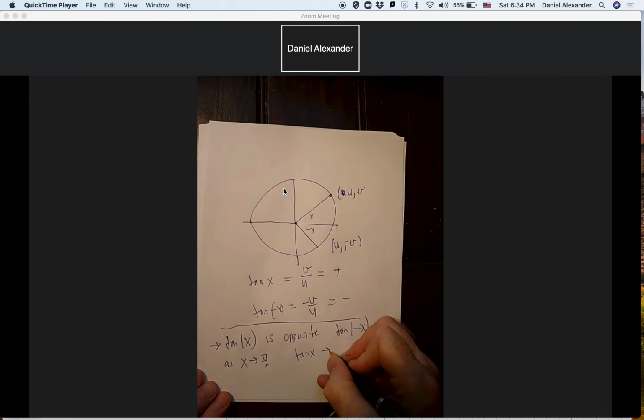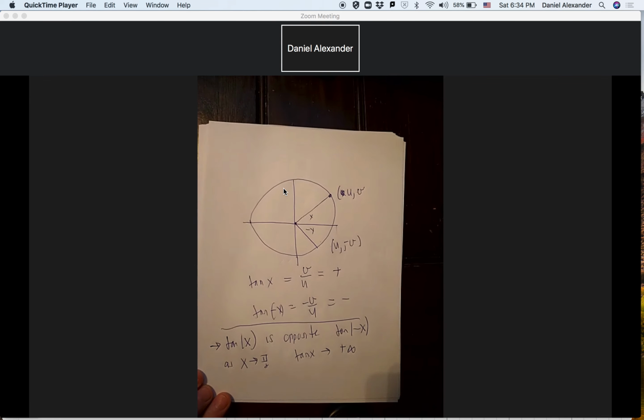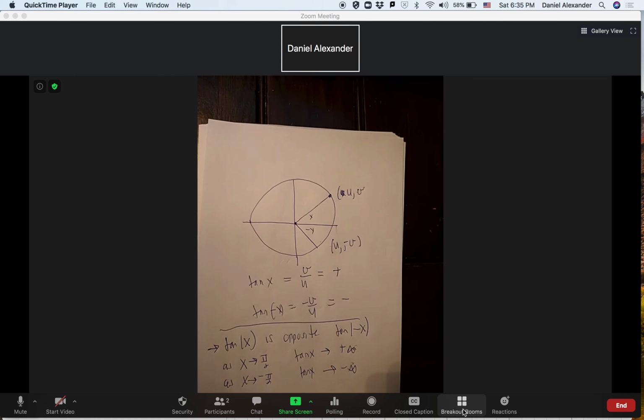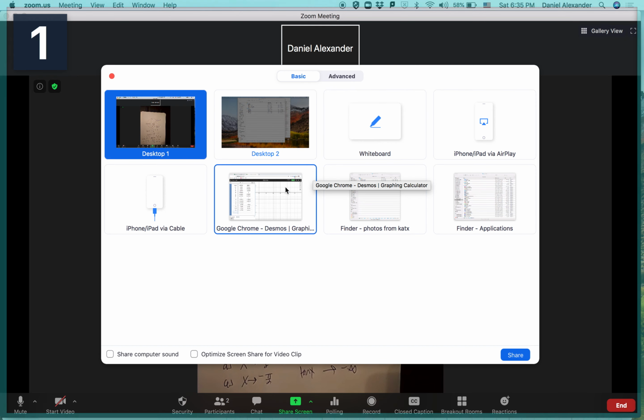tan x approaches plus infinity. As x approaches minus pi over 2, tan x is going to approach minus infinity. That's because the ratios are going to be big, and we're going to see that in Desmos in a second. So let's go look at Desmos, get a little bit less abstract. Okay.